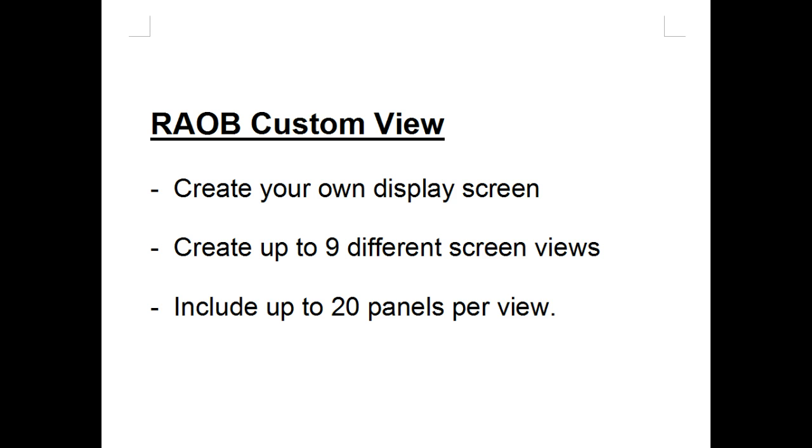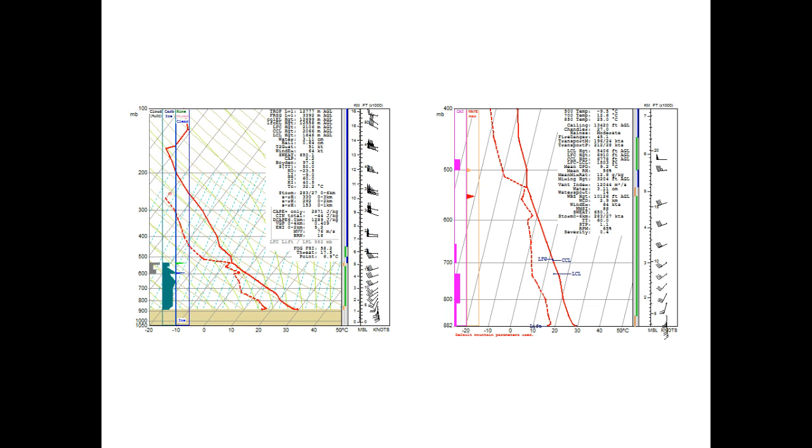Up to 9 of them. And each screen can have up to 20 panels of information. For starters, let's look at a custom view using just 2 panels. They both display the same sounding profile, but the left one displays the entire sounding profile, while the other is separately scaled to better examine the sounding's boundary layer.